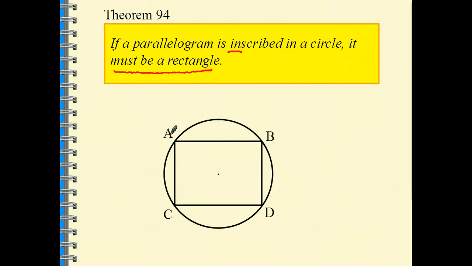Well, how do we know? Opposite angles of a parallelogram are already congruent. So this angle has to be congruent to that angle, and this angle has to be congruent to that angle. We just learned in Theorem 93 that opposite angles inscribed in a circle are supplementary. If these two angles are congruent and supplementary, then they have to be right angles. So if A is a right angle, and B is a right angle, and C is a right angle, and D is a right angle, then this must be a rectangle. And that's a little informal proof of why Theorem 94 is correct.